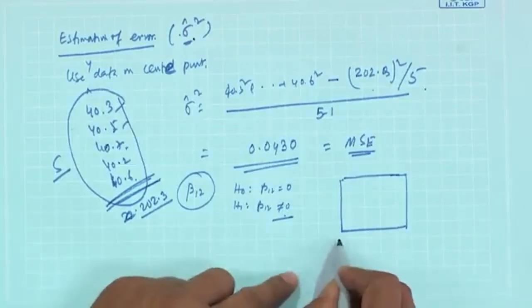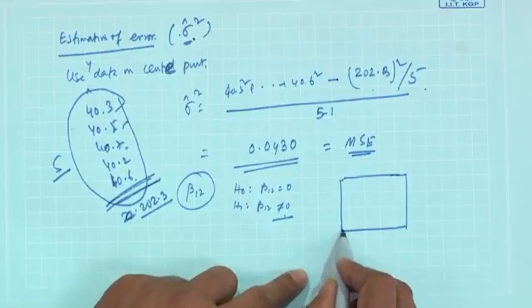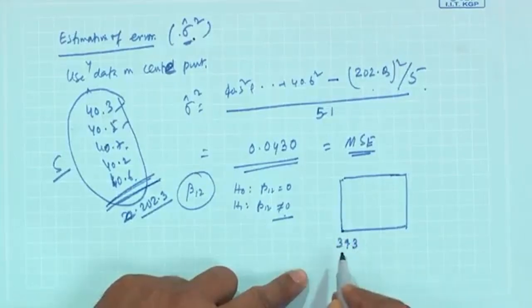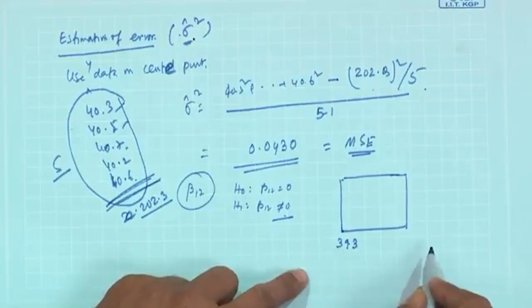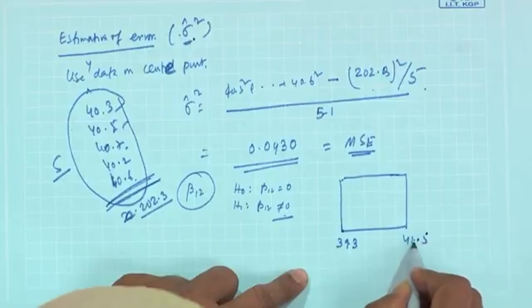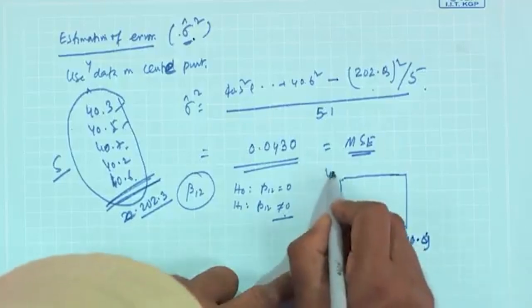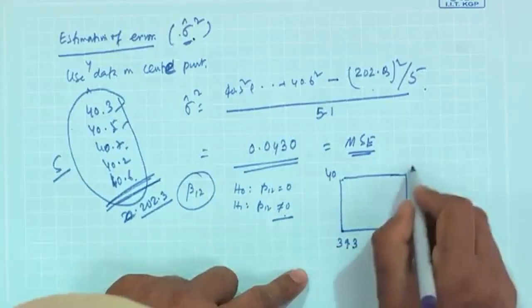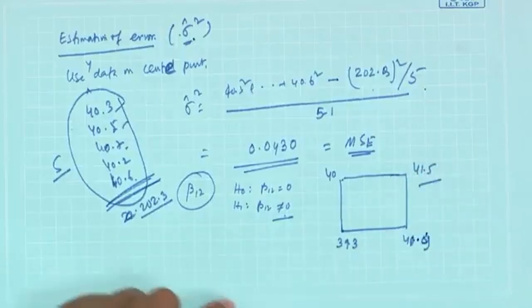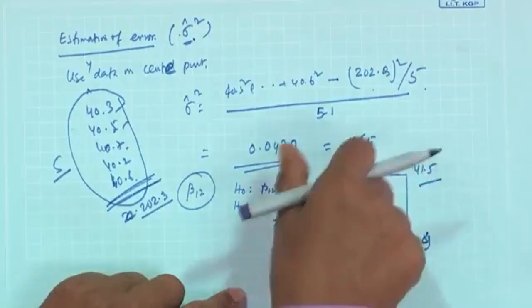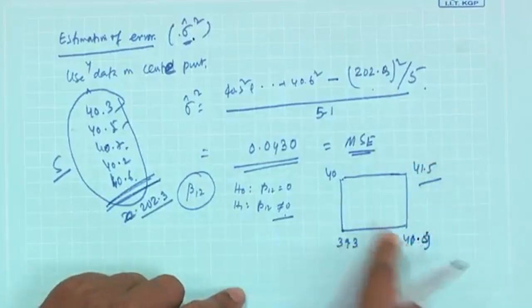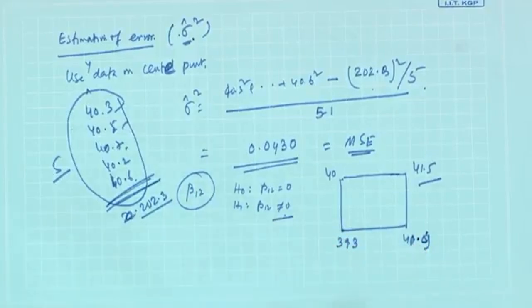So, when both are at low, this point is 39.3. When your first one is high, so x 1 at high, this is 40.9. When x 2 is high, this is 40, and both at high, 41.5. So, the interaction effect will be the average of this plus this by 2 minus the average of this plus this by 2, that will give you the interaction effects.